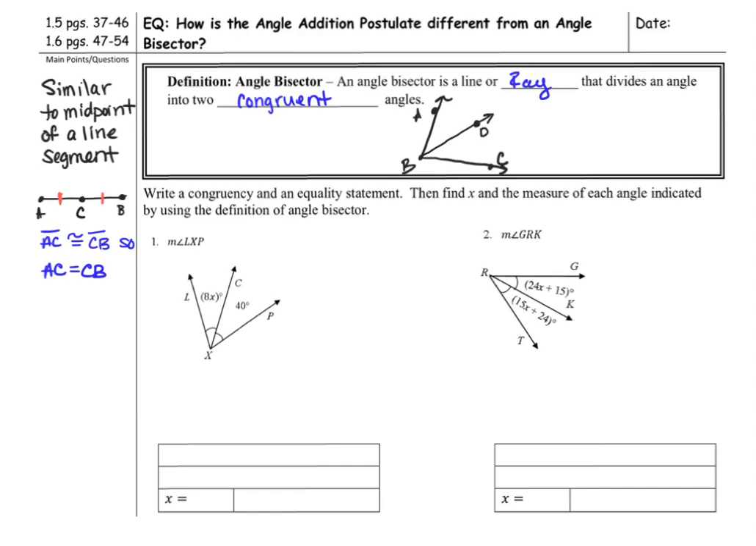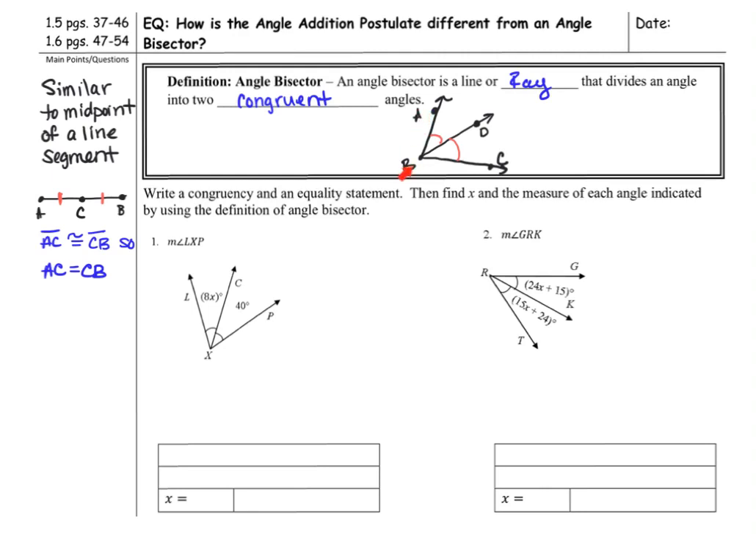So if we think back to midpoint of a line segment, we had these two little tick marks that told me that segment AC was congruent to segment CB. So with an angle bisector, there's a different notation used to tell you that the angles are congruent, and they look like little arcs, just like this. So when you see angles and they have these little arcs, that means that this angle is going to be congruent to this angle.